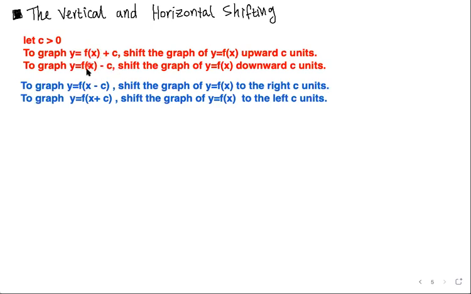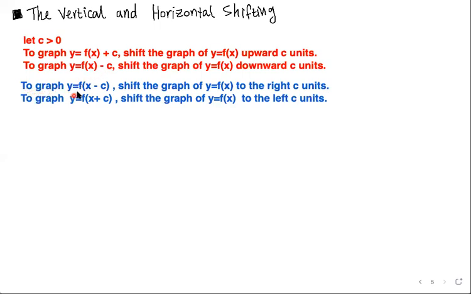For the second one, if I want to subtract this number from the original function, the graph of f of x minus c, look, the c is outside the function, is by graphing the original function f of x and shifting it downward c units.